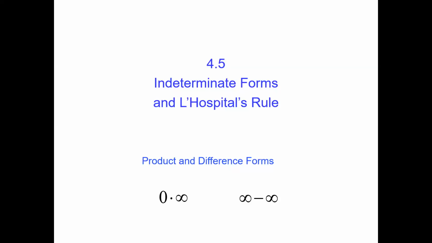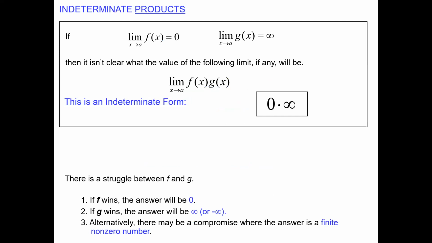Okay, in this video, we will talk about the other indeterminate forms, the product and the difference. We know the 0 over 0 and infinity over infinity. Now let's continue. Okay, the first one for today, 0 times infinity.